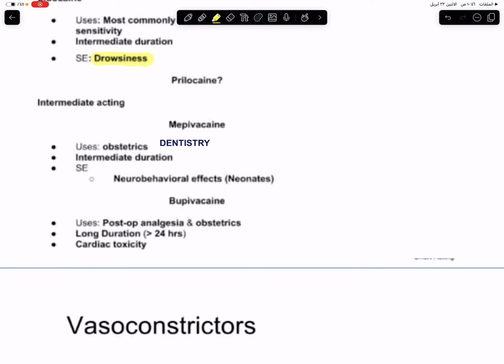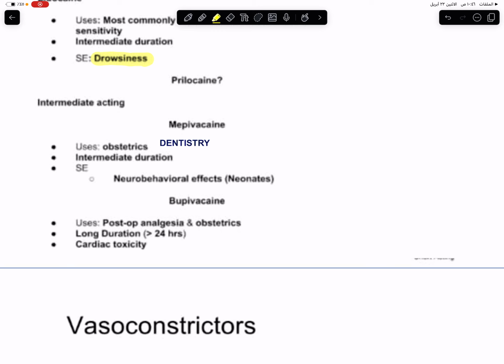Bupivacaine is used for two purposes: post-op analgesia. Post-op analgesia means analgesia after surgery. Interesting thing, all the local anesthetics are also analgesics.